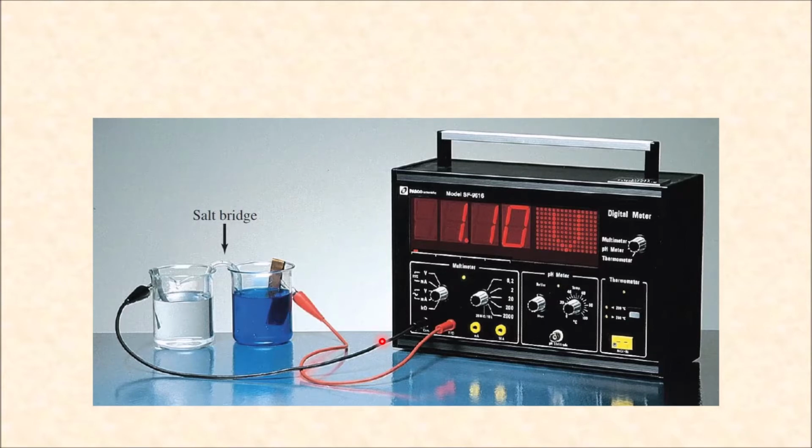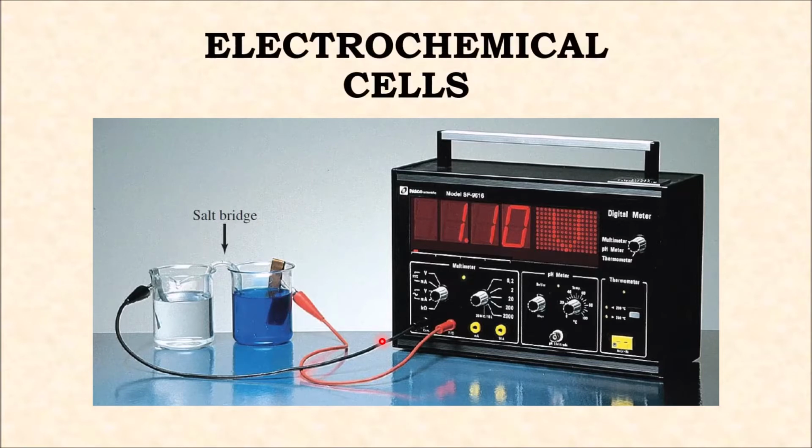So our today's topic is electrochemical cells. Before understanding what the different types of electrochemical cells are, let us first understand what actually happens in an electrochemical cell. In an electrochemical cell, there is interconversion of electrical energy into chemical energy or vice versa, that is, chemical energy to electrical energy. Based on this concept, there are two different types of electrochemical cells.